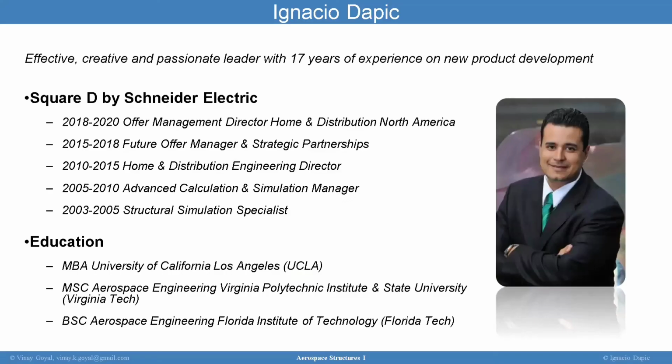So today I want to invite Ignacio Dapic. He's a very close friend of mine and supports me through my hard times and through the good times. Ignacio is an effective and creative passionate leader with 17 years of experience in new product development. He is now the offer management director of home and distribution. He has significant experience, as you can see here, going all the way from structural simulations up to where he is now. He has an MBA at UCLA, and also a master's in aerospace engineering from Virginia Polytechnic Institute and State University, where we came from the same school, and a bachelor's degree in aerospace engineering as well.